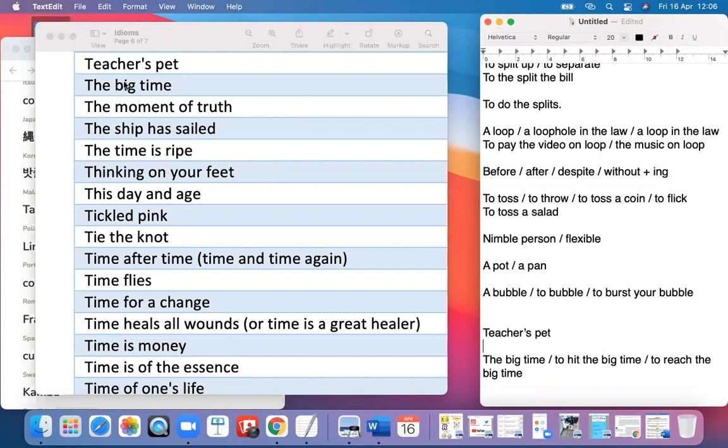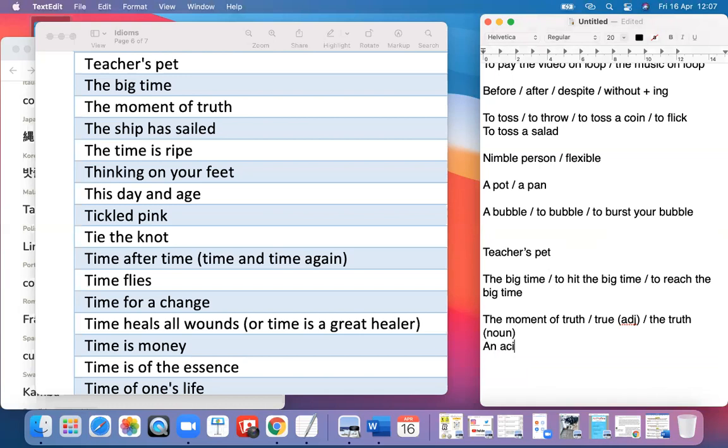Now we have another expression, the moment of truth, and that's very typical as well. So very understandable, I think. In an exam, this is the moment of truth. It's the big moment, it's the big test. So this is the moment of truth, and you will realize the truth, but be careful, because true is the adjective and the truth is the noun. Okay, so not too difficult.